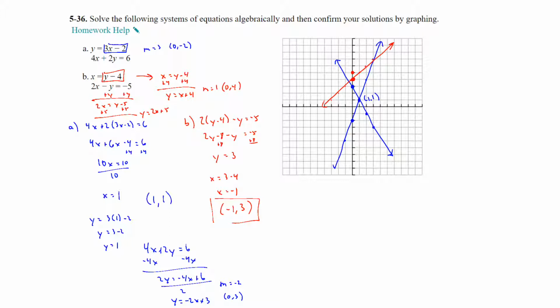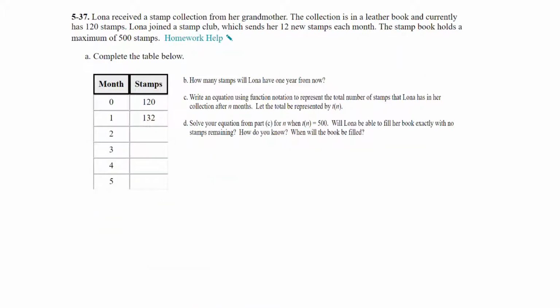And so on this one, I go up 2 over 1. That's getting farther away from the line, or down 2 to the left 1. And you can see that it will intersect at this point right here at negative 1, 3. So we did check our solutions by graphing.